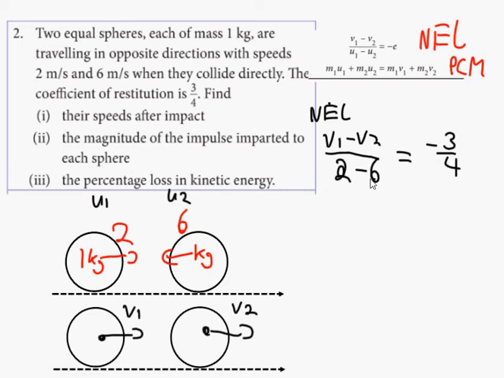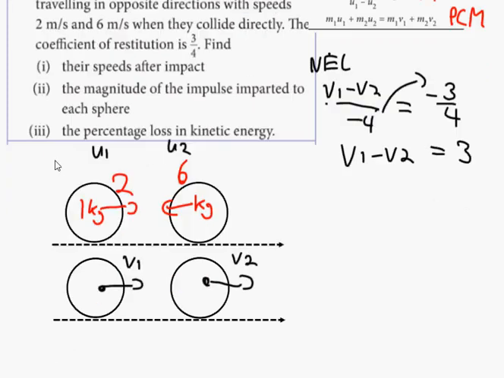So 2 minus 6 is minus 4. Then you cross multiply up the minus 4 by the minus 3/4, and you just get 3. So V1 minus V2 equals 3. Next thing we're going to do is PCM, the principle of conservation of momentum.